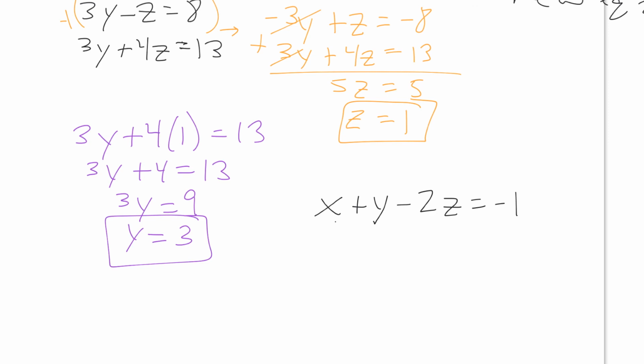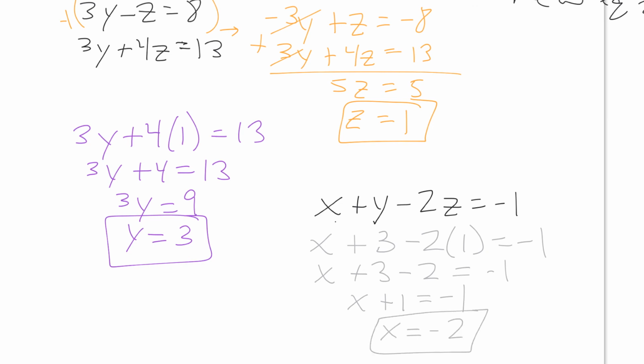So then I'm going to take my x value, which is what I don't know, y I found to be 3, minus 2, z I found to be 1, and that's equal to negative 1. So if I simplify this, I get x plus 3, negative 2 times 1 is negative 2, equal to negative 1. 3 minus 2 is 1, so I get x plus 1 equal to negative 1. Subtracting 1 from both sides, I get x is equal to negative 2. So I get my answer that x is negative 2, y is 3, and z is 1.